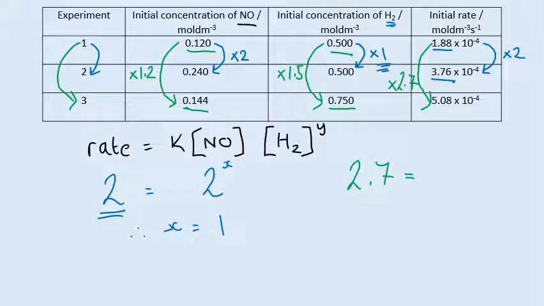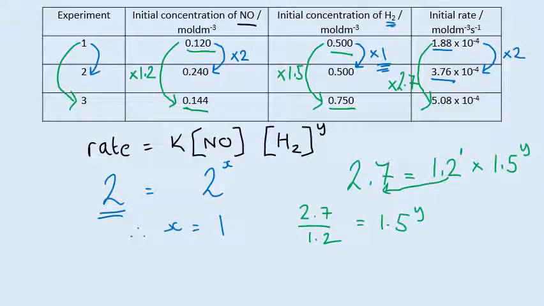The concentration of NO is going up by 1.2. And I know it's 1.2 to the power of 1 because we determined it was first order. And then it's multiplying by the concentration of H2, which is 1.5 to the power of something. Right, how can I tell you this expression? 2.7 divided by 1.2. I'm going to take this 1.2 down to this side. Equals 1.5 to the y.